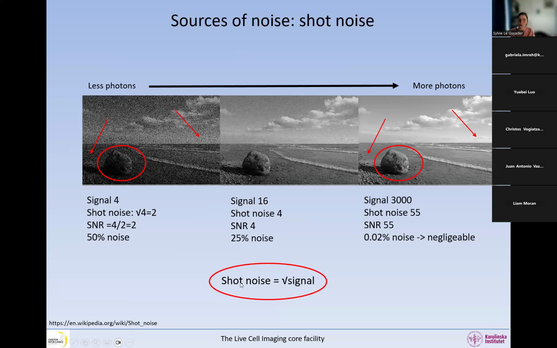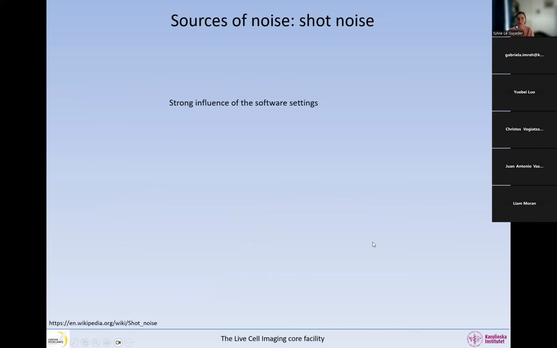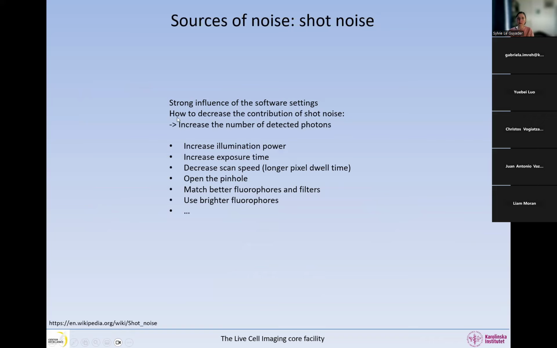So remember that the shot noise is the square root of the signal, and therefore increasing the signal decreases the proportion of noise in the image. So the software settings have a very strong influence on the shot noise. So we have a lot of things to do there when we are at the microscope. How can we decrease the contribution of the shot noise? All we need to do is increase the number of detected photons. And how can we do that?